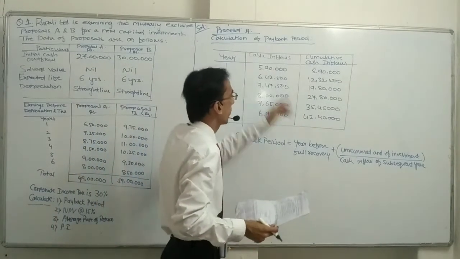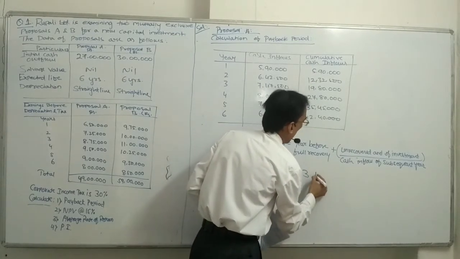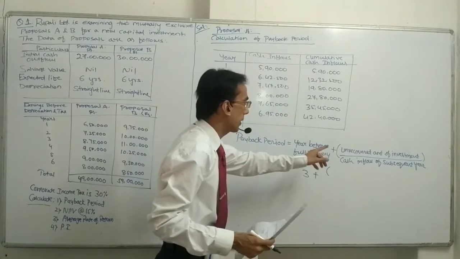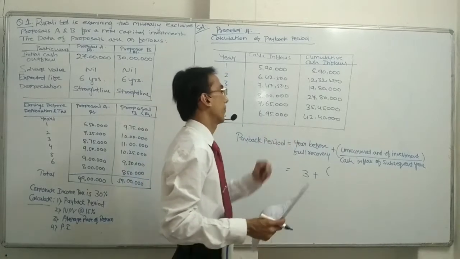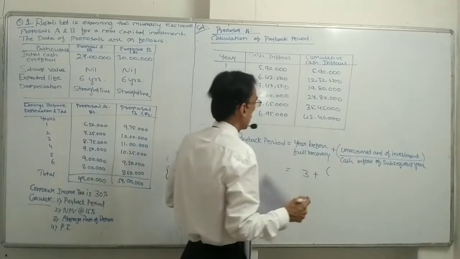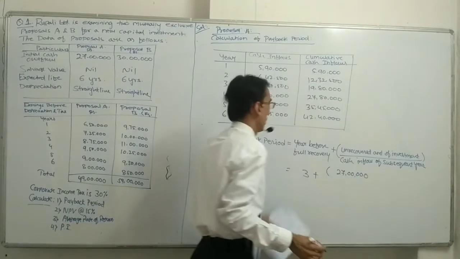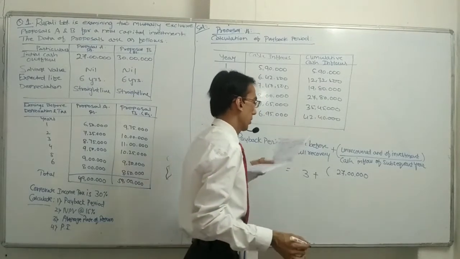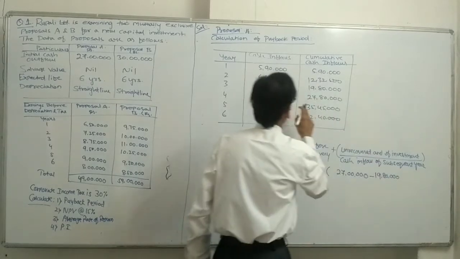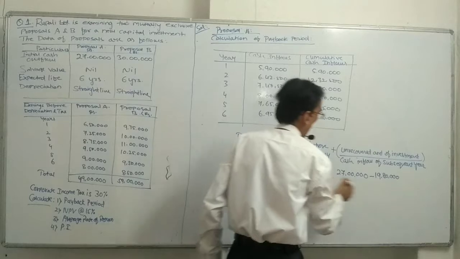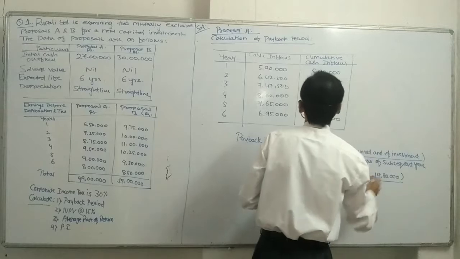So we need to take a year before full recovery, and the year is 3rd year plus unrecovered amount of investment. So what is the unrecovered amount of investment? So we need to write our investment is of 27 lakh minus 19 lakh 80,000. 27 lakh minus 19 lakh 80,000 divided by cash inflow of subsequent year.